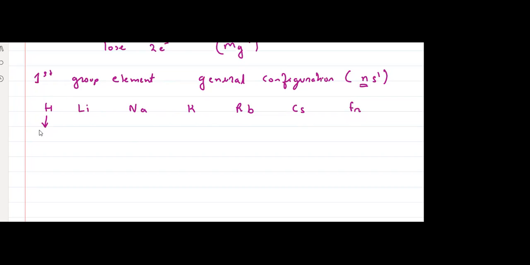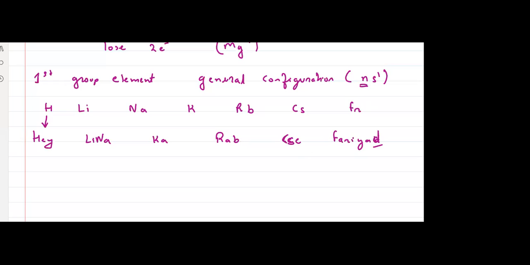The mnemonic, the shortcut, is this: Hey Lina ka Rab se, and for Cs just remember Cs, phariyaad. He Lina ka Rab se phariyaad, right? He Lina ka Rab se phariyaad. That is the mnemonic for remembering.